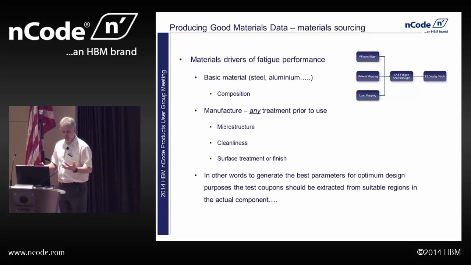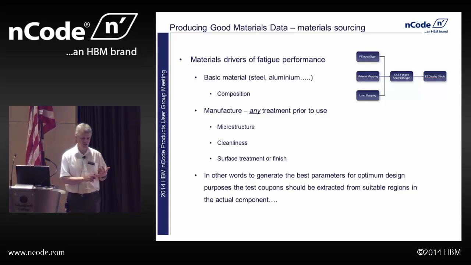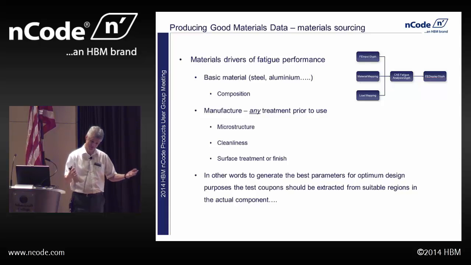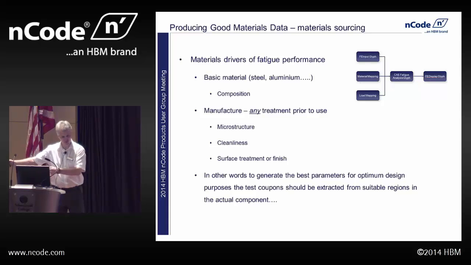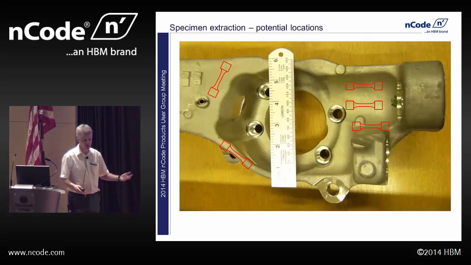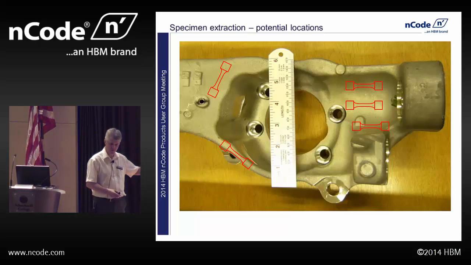So generally speaking, in order to generate the best parameters for your optimum design purposes, you probably need test coupons from the component you've designed. Is that the ideal situation? Now, if you haven't got a component, or you've designed a new component, that's pretty difficult, and quite often difficult even if you have got a design, as it's too far down the process. So in the ideal situation where you have a component, you want to pull the specimens out of the areas you're interested in, if you've got enough material there. It's quite often not something you can do.